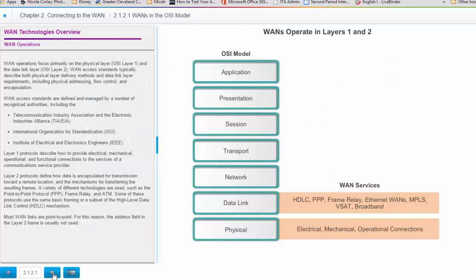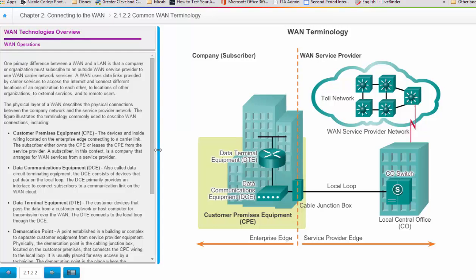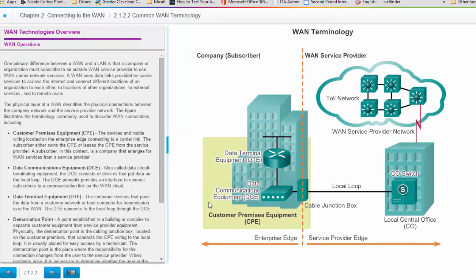Layer 1 protocols describe how to provide the electrical, mechanical, and operational connections, and remember physical is layer 1. And then at layer 2, it defines how data is encapsulated for transmission toward a remote location. One of the primary differences between a WAN and a LAN is that the company or organization must subscribe to an outside WAN service. Again, it's what we have to purchase.